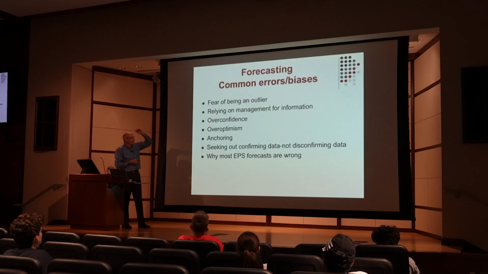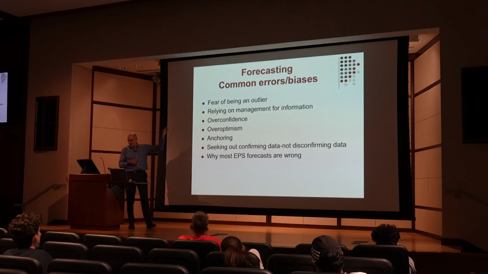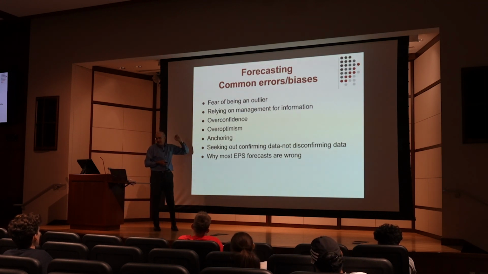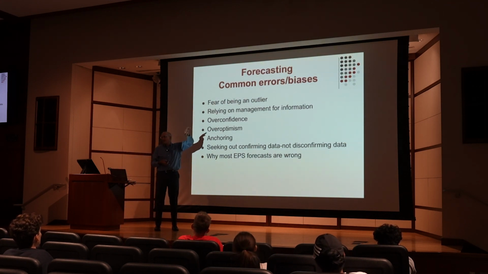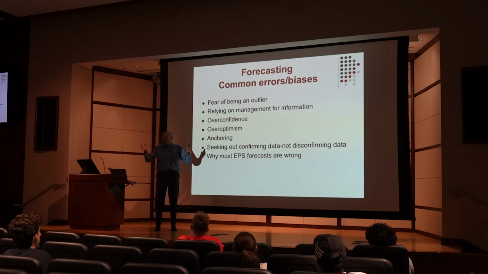Here are common errors. I'm not going to spend a lot of time on this in class. Why is it that most Wall Street forecasts are wrong? First is fear of being an outlier. It's scary if people think Meta's going to earn $3 and you're at $1 for the quarter. That's scary, and if you're wrong, you're going to look like an idiot. So most people, when they forecast, try to get as close to consensus as possible, right?